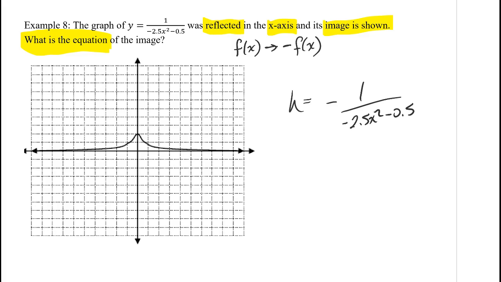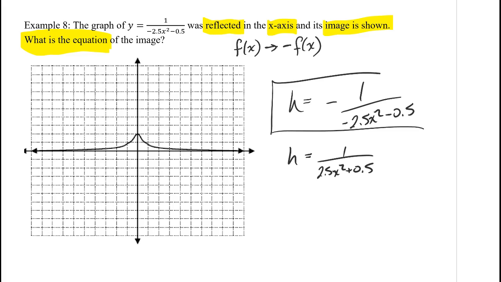If you like to distribute things, make things tidy, I would have a predisposition to changing this to 2.5x squared plus 0.5, but that's just a personal thing. But this is a perfectly acceptable answer because all they've done is say to write the equation. They did not ask you to simplify it.